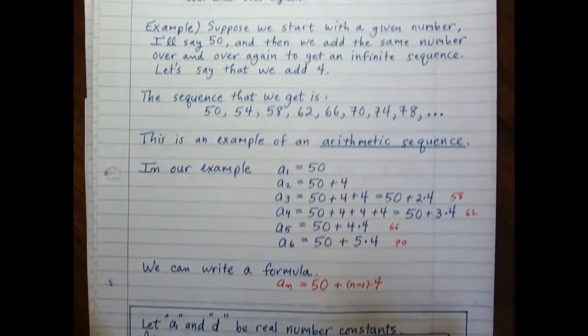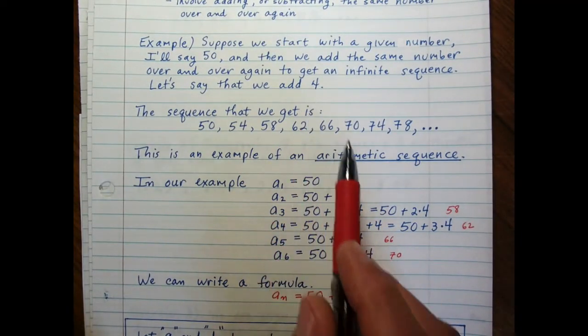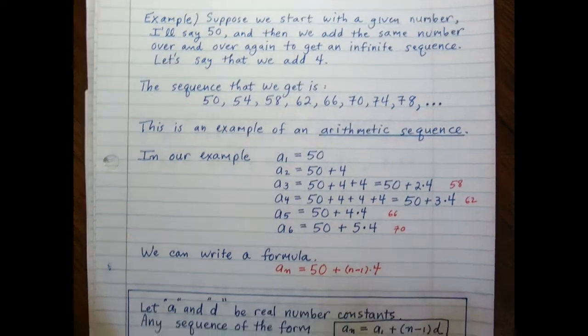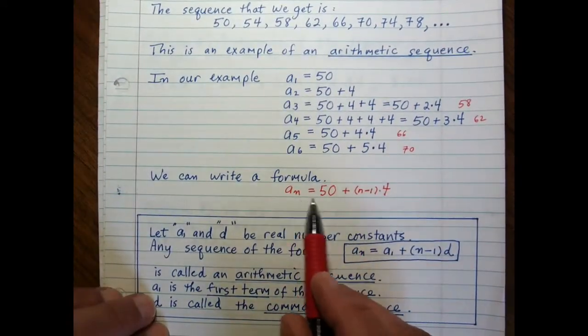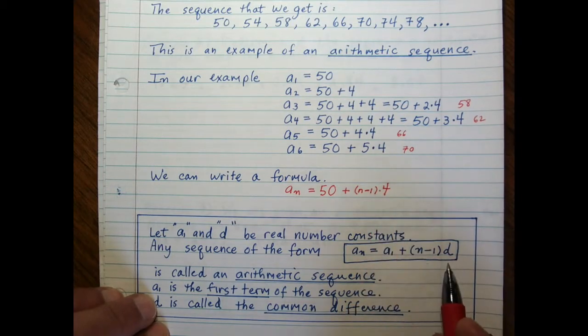So way back when we started the example, 4 was the number we added on over and over again. We saw it here in these terms, and in that more general formula for a sub n, we see we're multiplying by 4 here, and that's what the d represents.